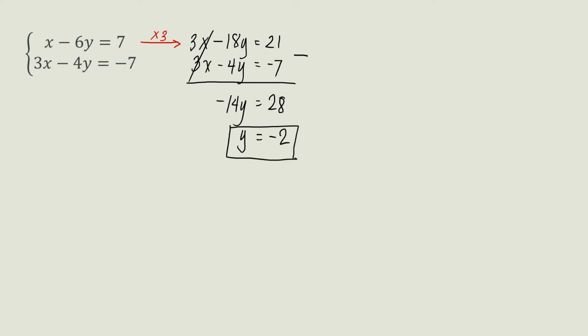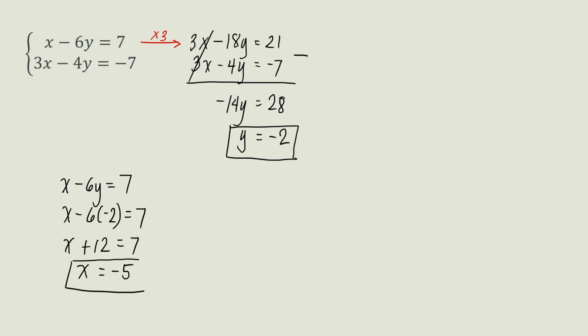Okay, so we got the value of y. To find the value of x, you choose one equation, either the first or the second, and then substitute y is equal to -2 there. I'll choose the first equation. So let's copy the first equation, x minus 6y is equal to 7, and then substitute -2 for y. So this would be x minus 6 times -2 is equal to 7. So -6 times -2 is +12, so x plus 12 is equal to 7. So x is equal to 7 minus 12, or -5.